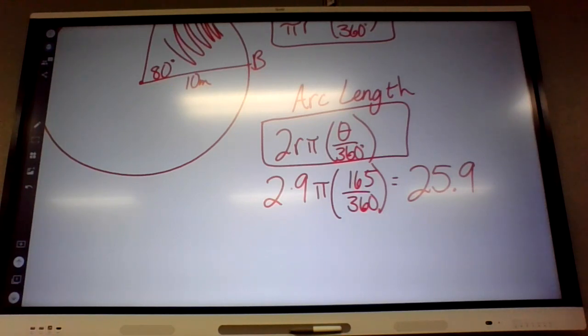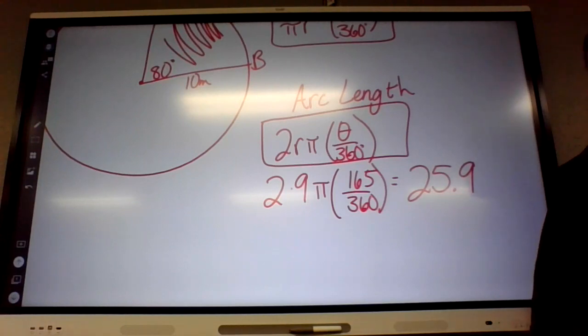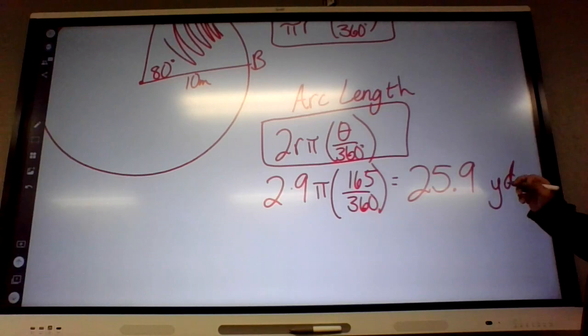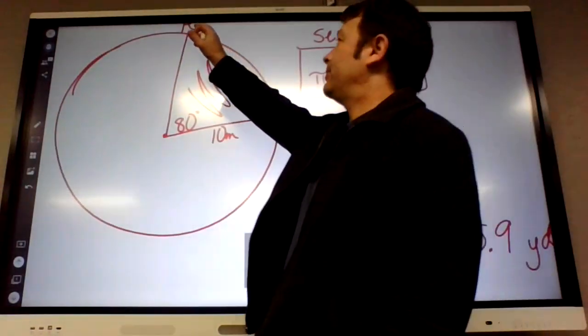I'm trying to figure out if I know what I'm doing. Oh, great. No, I didn't. 25.9. Alright, the lady put it right there. Okay, how would we label this? Yards. Okay, we're talking about a length, not an area, from A to B.